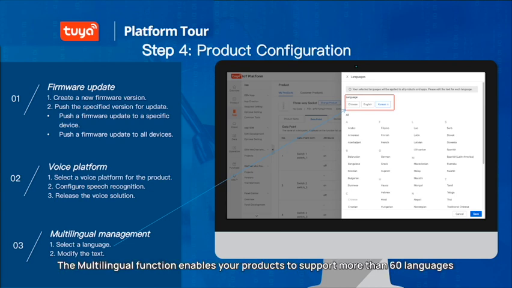The multilingual function enables your product to support more than 60 languages. You can modify text as needed. This function was also introduced in the panel editing step.